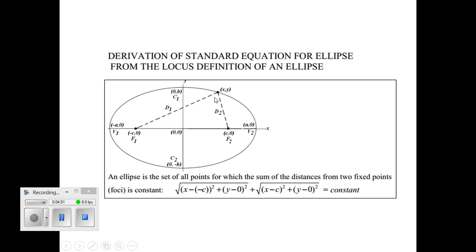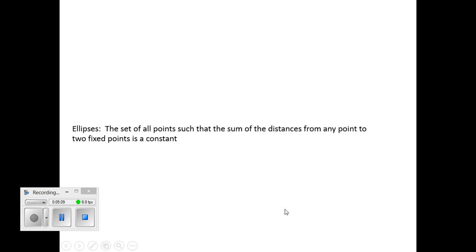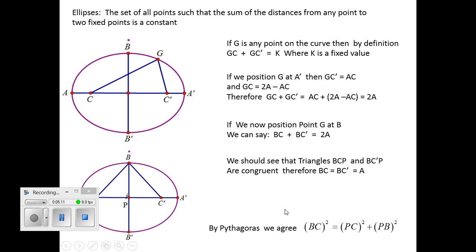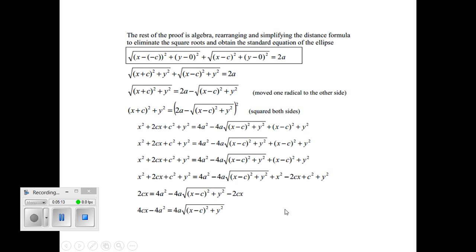d1 is the square root of x minus the x-coordinate of the focus, quantity squared, plus the y-coordinate being 0. Likewise, d2 is the distance to the second focus, as is illustrated here. Now, we're going to bypass this for a minute and look at that derivation. So we come back here, as we just stated, that's equal to 2a.